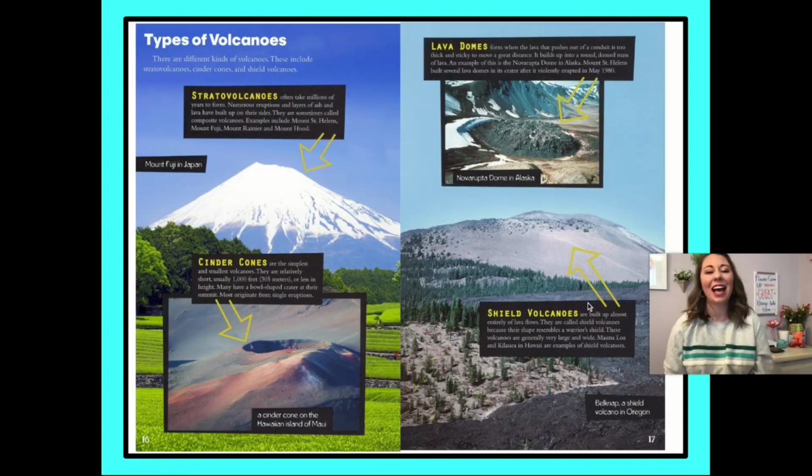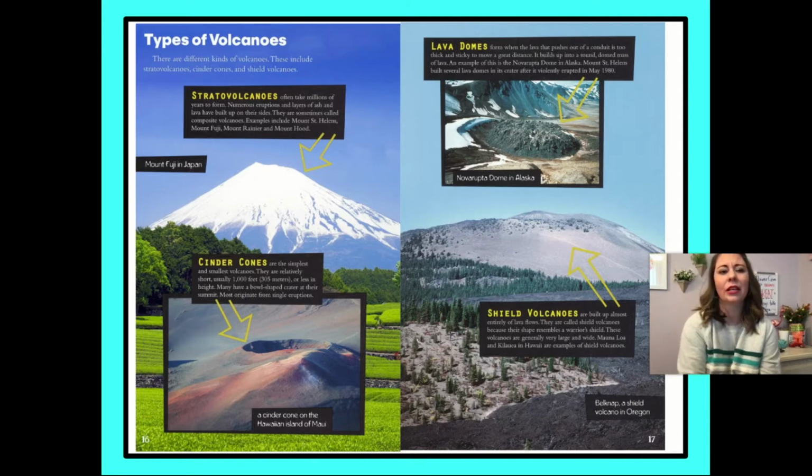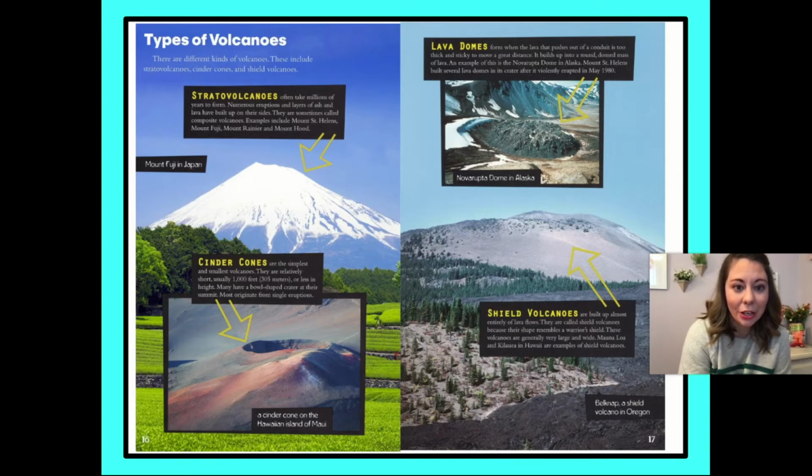There we go. And we're also going to talk about types of volcanoes today. So it says that there are different kinds of volcanoes. These include stratovolcanoes, cinder cones, and shield volcanoes. So let's learn more about these. It says stratovolcanoes often take millions of years to form. Numerous eruptions and layers of ash and lava have built up on their sides. They are sometimes called composite volcanoes. Examples include Mount St. Helens, Mount Fuji, Mount Rainier, and Mount Hood.